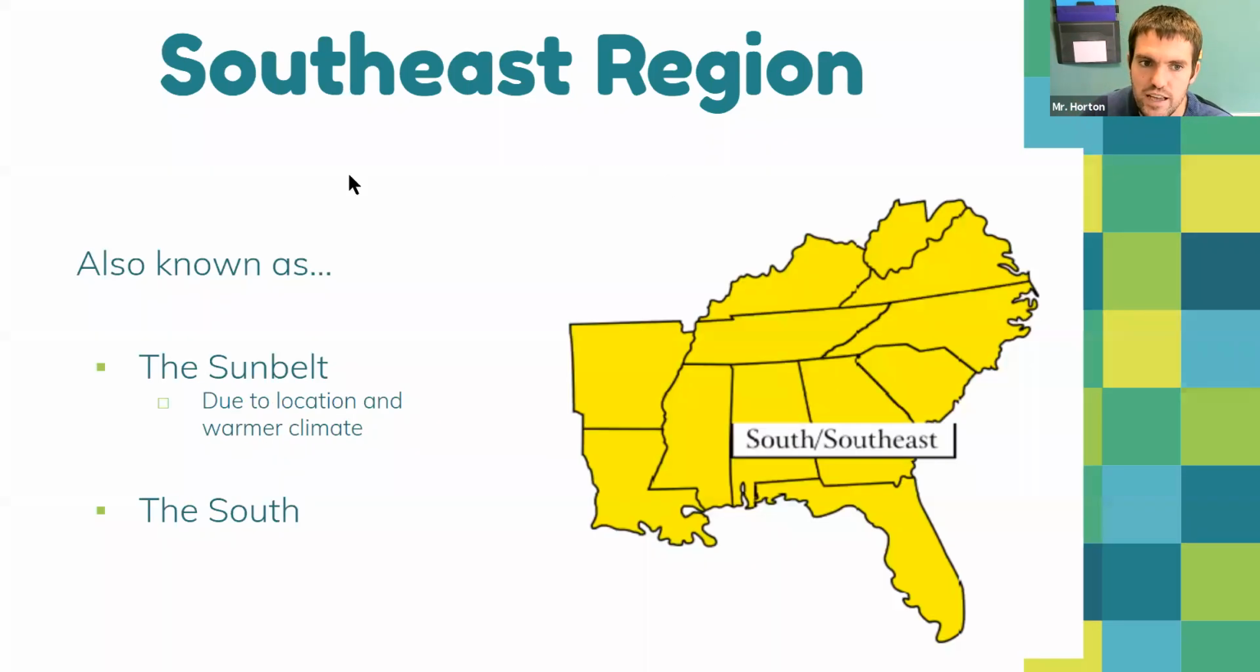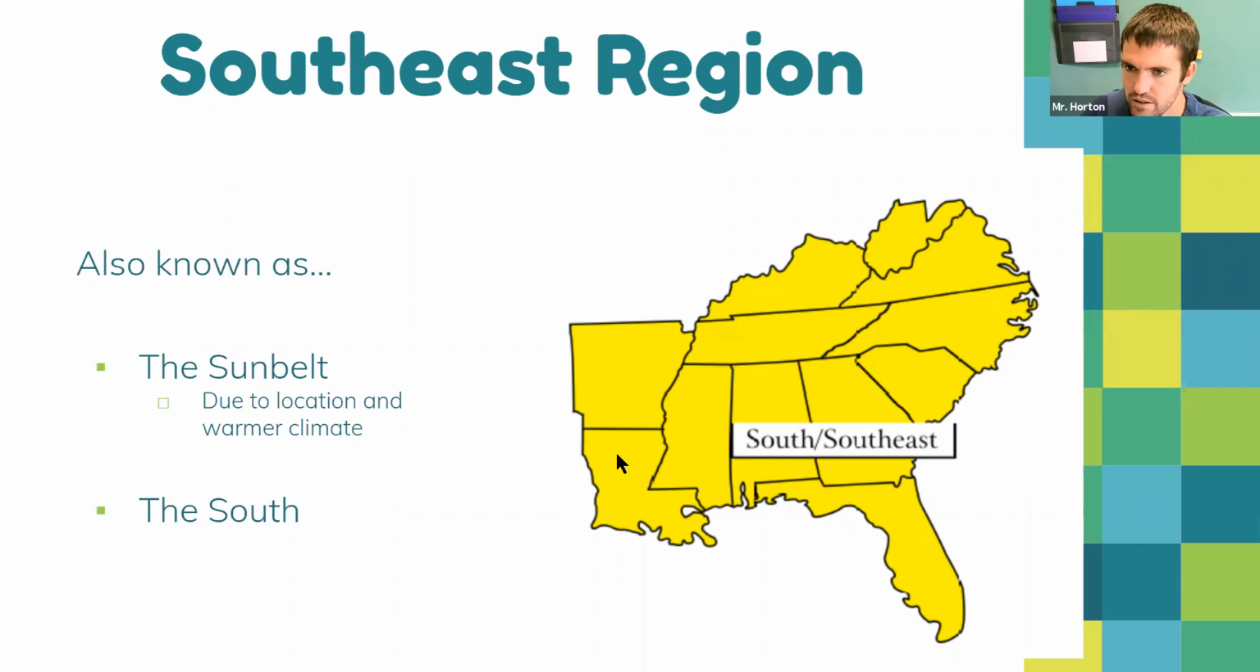All righty. So the Southeast region, it's also known as the Sun Belt region due to its location and warmer climate. So since it's closer to the equator, remember it gets more direct sunlight since it's closer to the equator, that imaginary line that goes 0 degrees latitude.